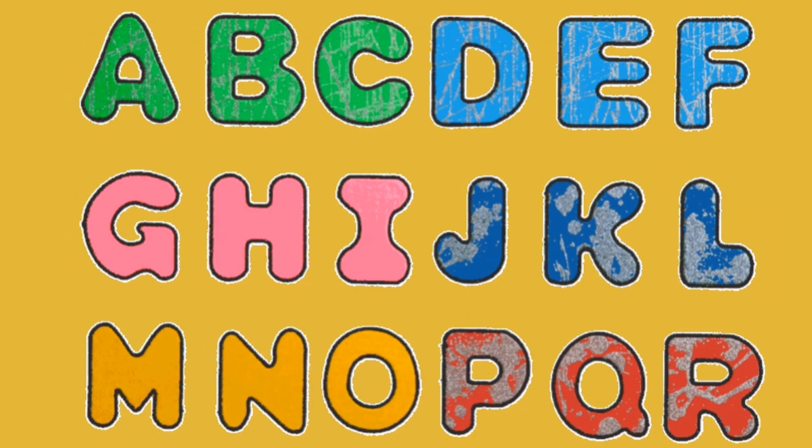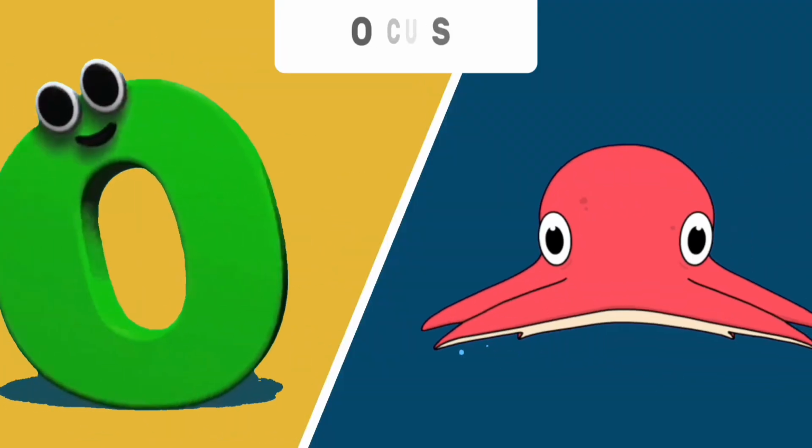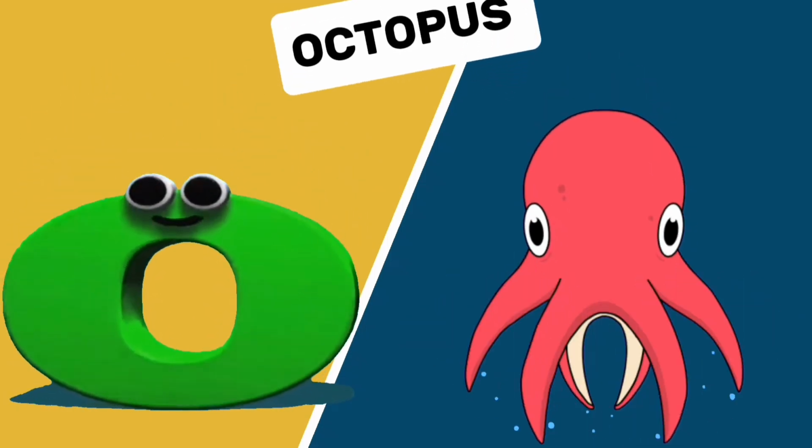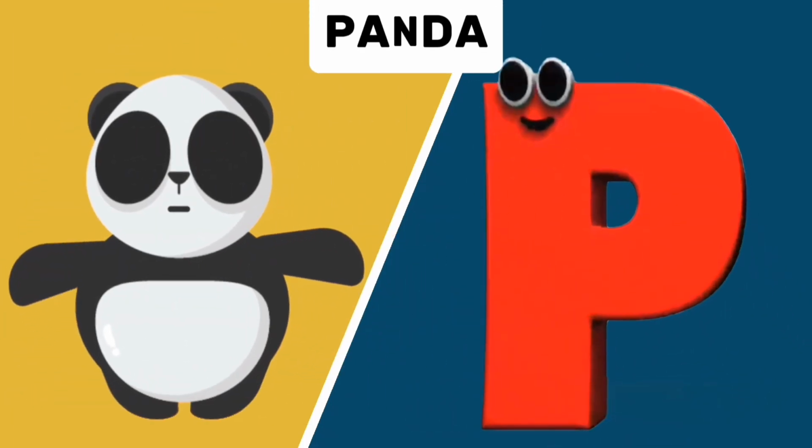Say, sing, it's the letters of the alphabet. O is for octopus, octopus. P is for panda, p.